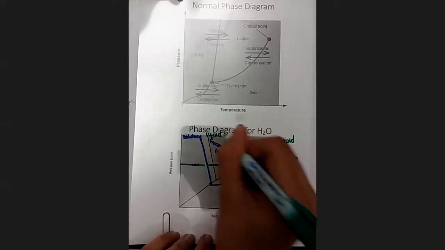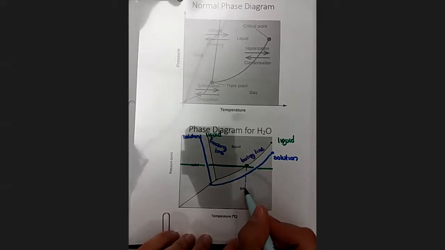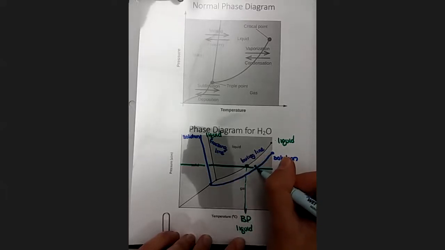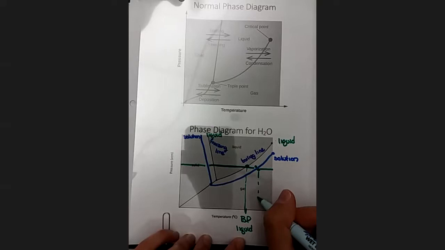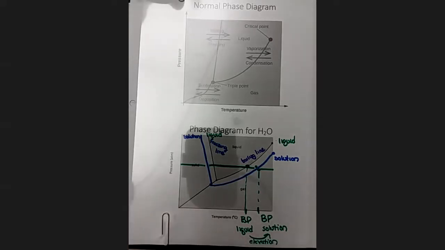Okay, so the place where we hit the boiling line for the liquid is going to be here. So this is the boiling point of the liquid. And the place where we hit the boiling line for the solution is here, boiling point solution. And we can see that from the individual liquid to the solution, that value is increased. It is elevated. So that is true. That's what we expected to see.